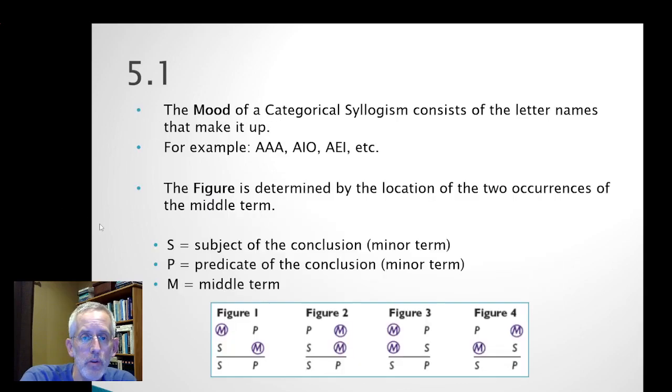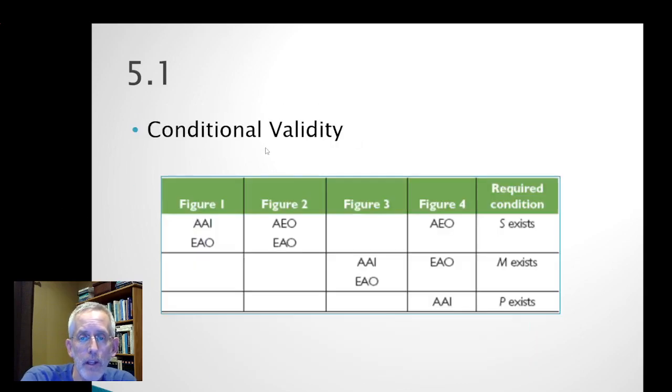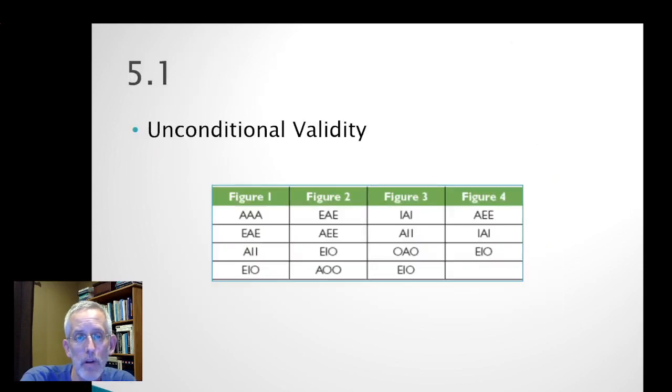Okay, so those are our two charts that show validity. So technically, when I give you categorical syllogisms to evaluate for validity or invalidity, you could just look at these charts and determine whether or not they are valid or invalid. Sorry, I keep slipping around between these slides.